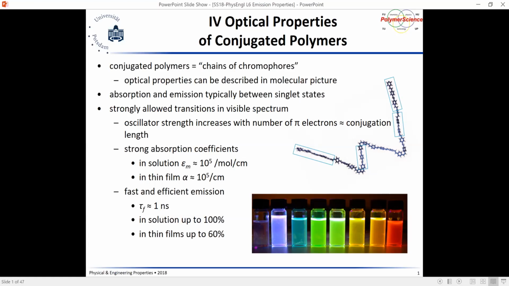So now you're completely familiar with what conjugated polymers are, right? They are chains of chromophores with alternating double bonds and single bonds. The molecular structure itself is not sufficient to describe the optical properties, but obviously one needs to know the molecular structure, and from that get an idea about the band gap, and then we can have a better idea about what the optical properties are.